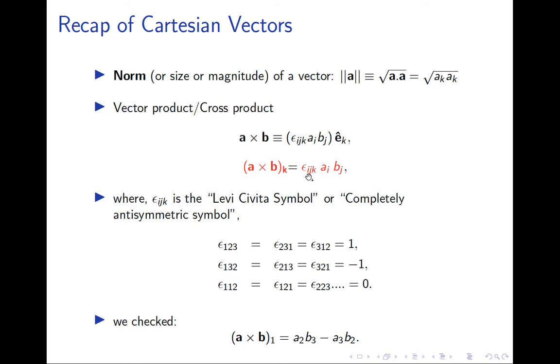If k is 1, i and j can be 2 and 3 or 3 and 2. When it's 2 and 3, epsilon 2, 3, 1, you have i equal to 2 and j equal to 3. Epsilon 2, 3, 1 is plus 1, so you get a2b3. And when k is 1, i can be 3 and j can be 2 as well. But epsilon 3, 2, 1 is minus 1, so minus a3b2.